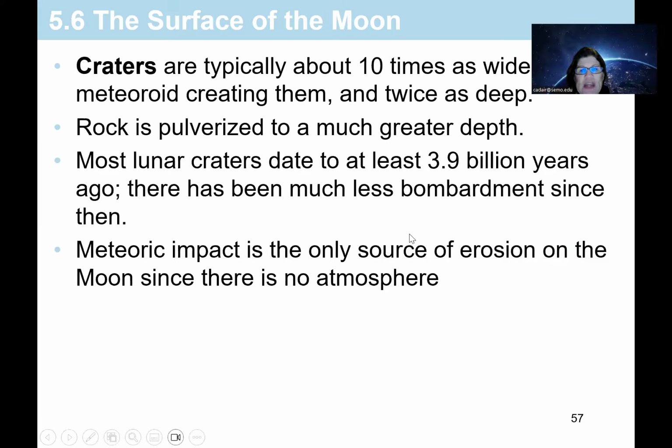Most lunar craters date back to at least 3.9 billion years, we think. There's been much less bombardment since then. So we had this period where they think the solar system was 4.5 billion years old. We think that something hit the Earth and created the moon. I think we're going to have slides on that in a bit. They think that there was a whole bunch of stuff still flying around, and it sort of stopped about 3.9 billion years ago, when most of the junk kind of settled down. So meteoric impact is the only source of erosion on the moon, since there's no atmosphere and there's no rain.